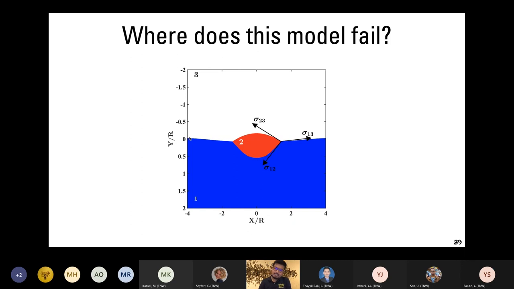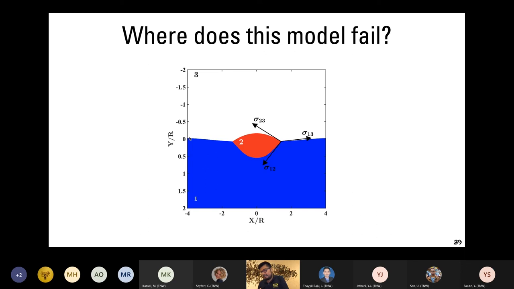And embarrassingly, it fails in a much simpler situation, because what is more common to have is things like liquid lenses, right? And there are things like the finite element method, and those methods are quite good at capturing those things. That is the place where the model fails, which is something that Lijun asked me earlier in the talk. Because the moment you have a Neumann triangle, right?